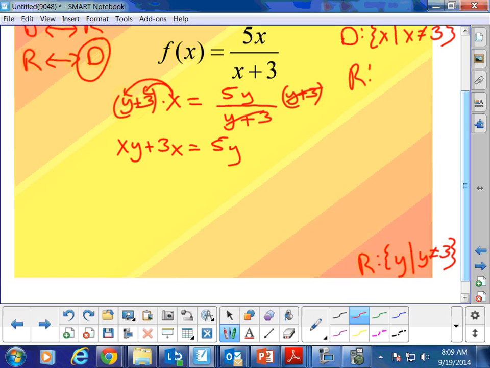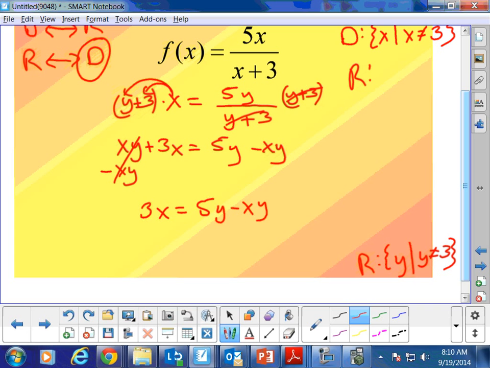Okay, excellent. Now, in this case, I want to get x's on one side and y's on the other. Is that 3x? I think that is a 3x. Now that I have 5y over there, I have x's here the way I want them, but I have a y in there. So I'm going to move this y over here and isolate it. I'm going to subtract xy, subtract xy, this cancels, and I'll be left with 3x is equal to 5y minus xy.